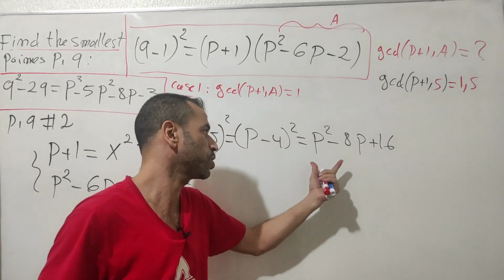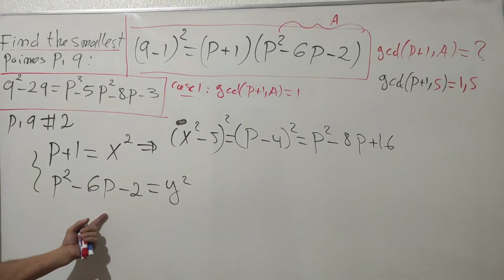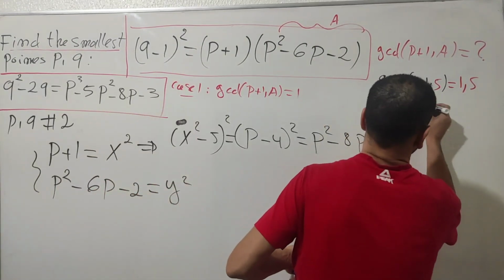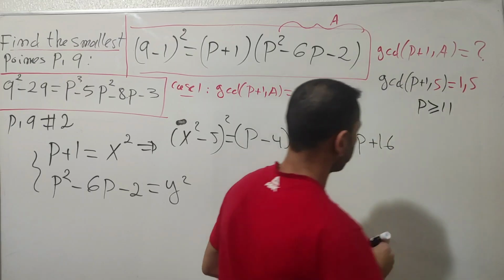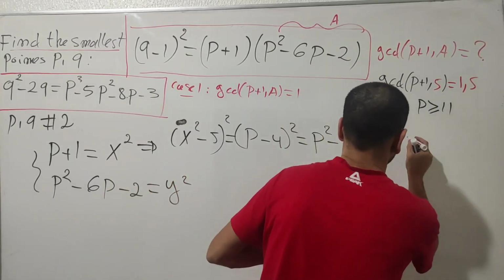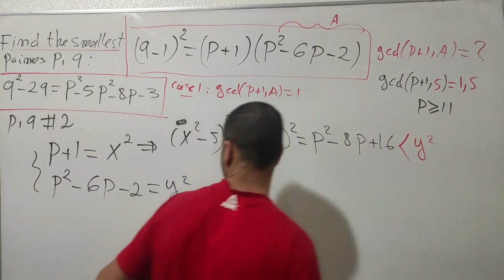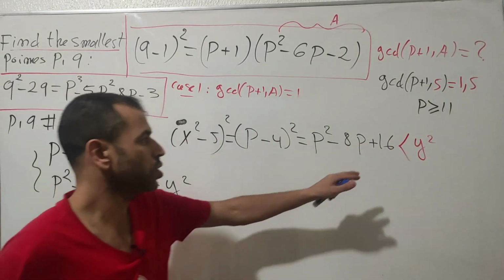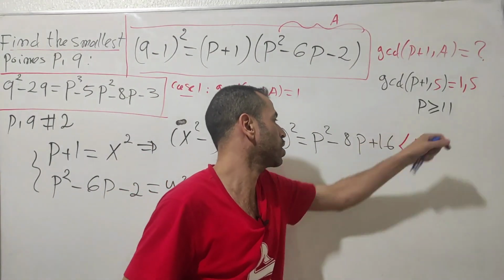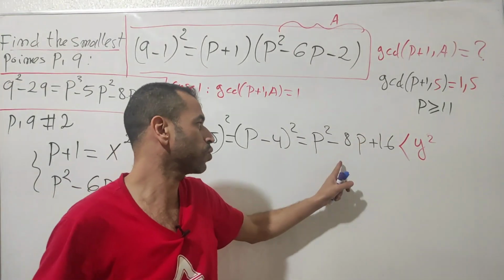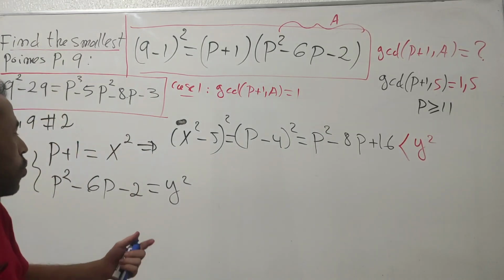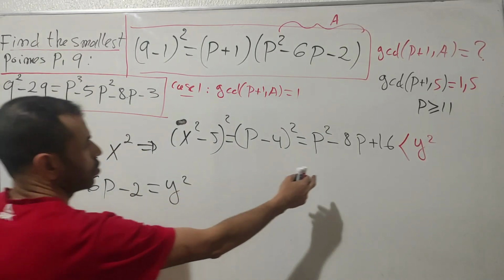Now this is a good time to make a comparison between this one and this one, okay. But this one, when this one becomes smaller than this one, if we have p greater than or equal to 11 as a prime, this one becomes smaller than y squared, this one, okay. This is the only condition we have. This one is smaller than y squared, okay. If we have p greater than or equal to 11, if we get p equals 7 or 3, it's impossible this one will be smaller than this one. Now also when we have this one is bigger than this one, okay.